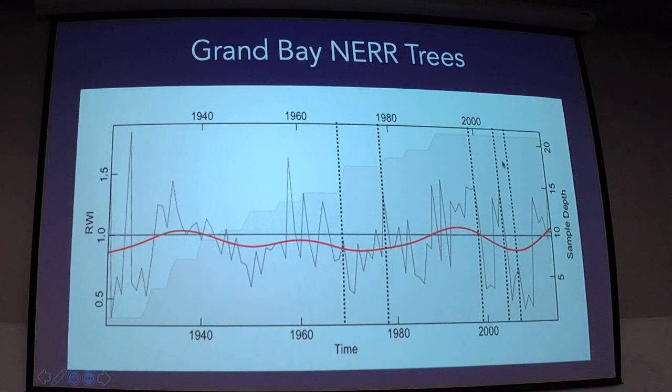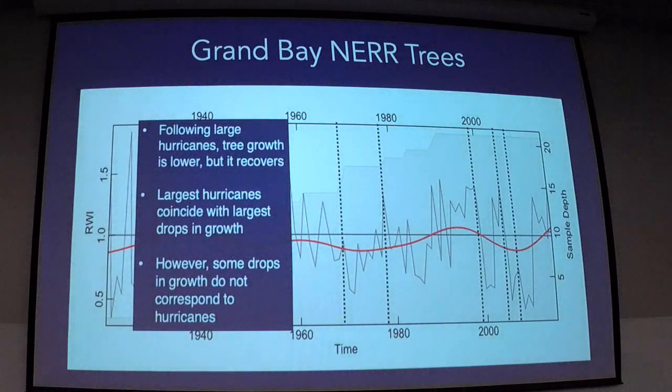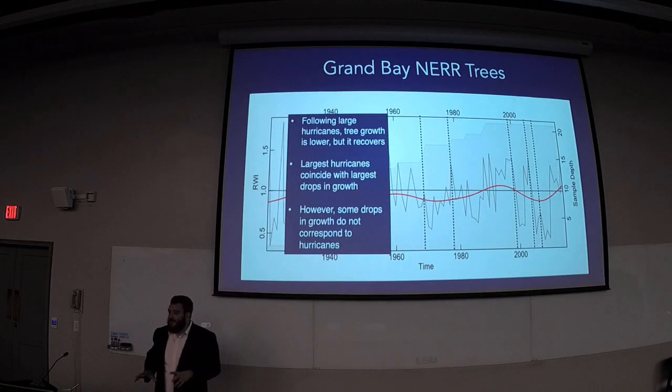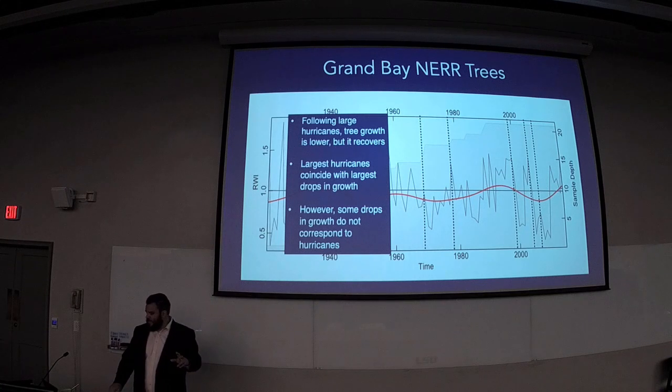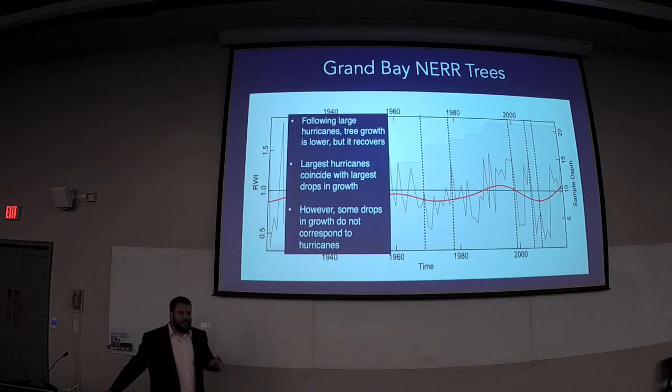And the interesting thing about these trees, that answers that first question, is that these trees follow a similar pattern as the pine trees did in that first publication I talked about earlier. So just to resum what that paper talked about and what these data show as well, following some of the large hurricanes, tree growth drops. At the same time, the biggest hurricanes cause the biggest drops in growth. And finally, where we're going to really continue some of this research today, is that some of the drops in growth don't necessarily correspond to hurricanes alone.